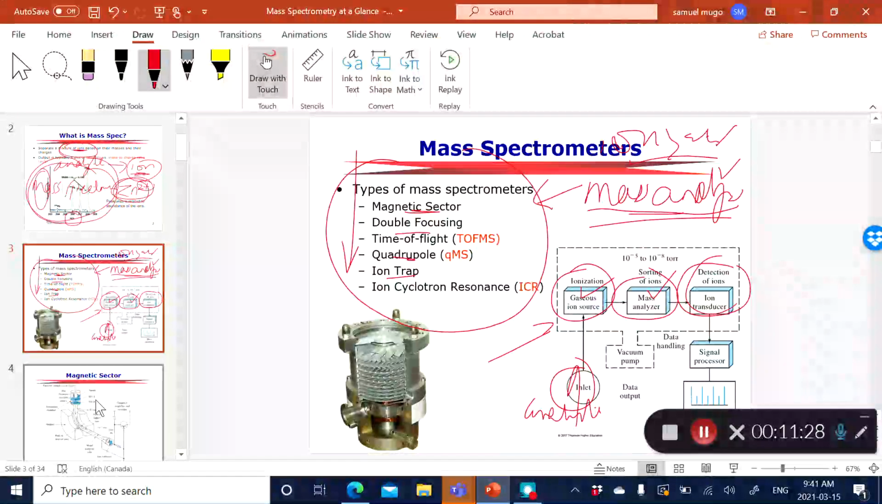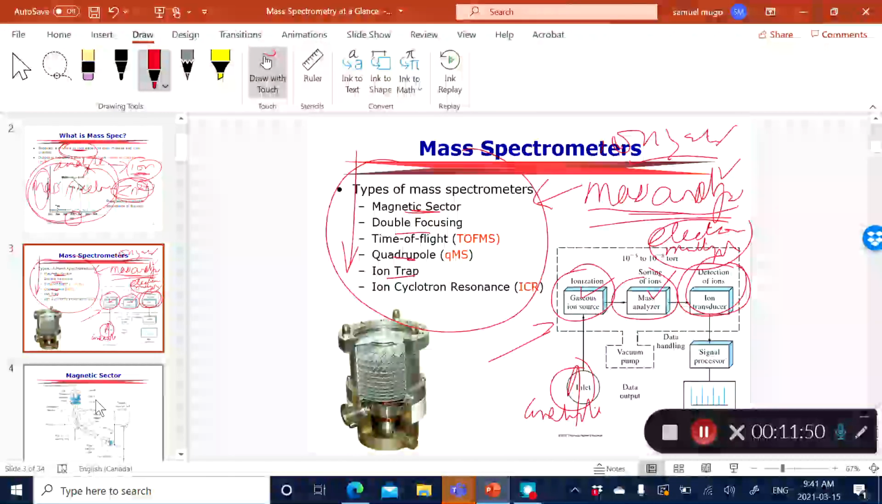And so the other component, of course, is a detector. And in almost all cases, the detectors that we use in mass spectrometers are what you refer to as electron multipliers. And actually, the electron multipliers are not any different than a PMT. Remember the PMT from when I was talking about optical spectroscopy?